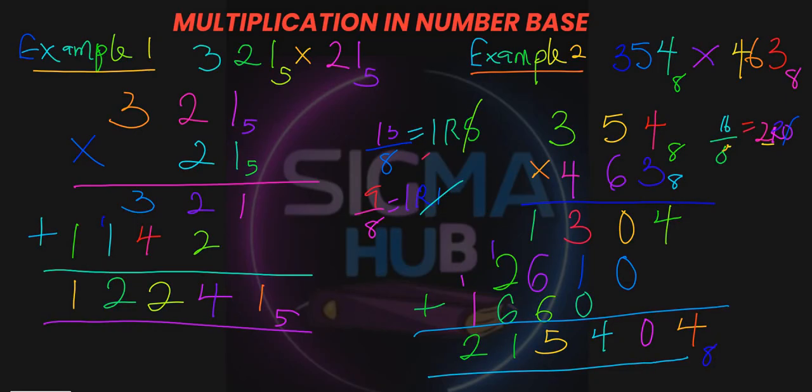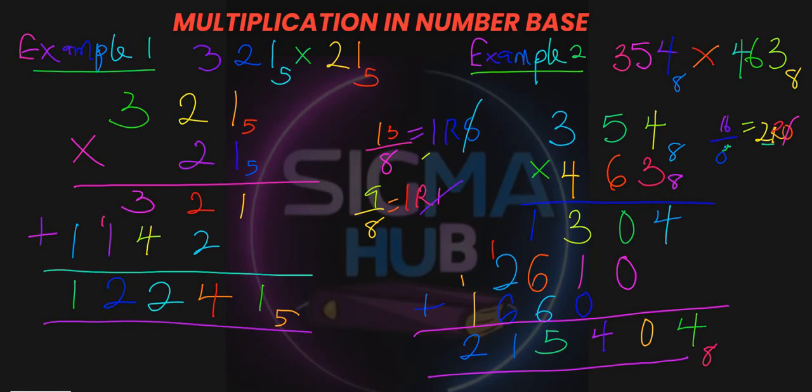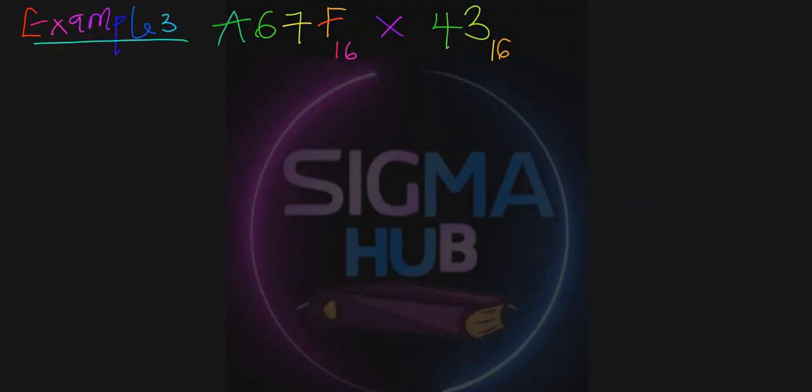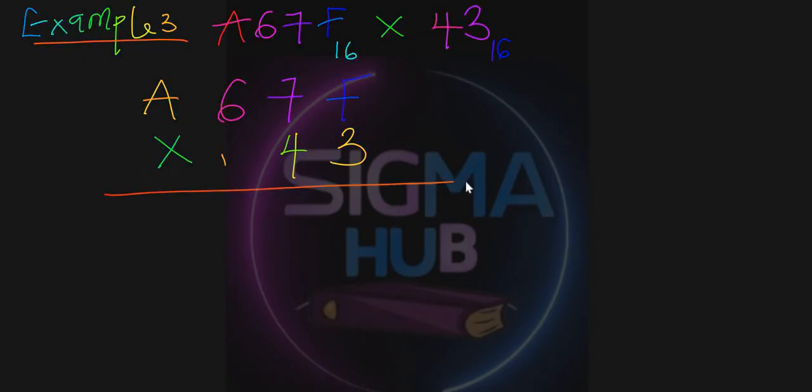Very easy. Now let's quickly progress to the third example, which is going to be the last example in this video. So we are going to be looking at a bigger base here, which is base 16. So here we have been asked to multiply A67F times 4, 3 in base 16. So we have A, 6, 7, and F multiplied by 4 and 3 in base 16.